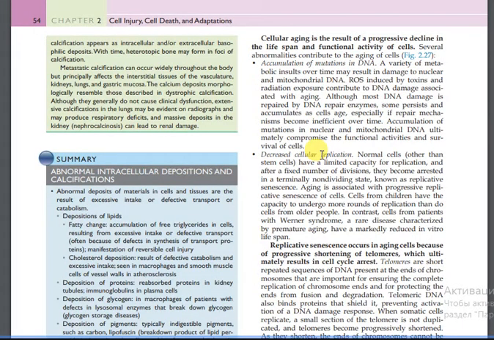So what is cellular aging? Actually, why does cellular aging happen? It's a progressive decline in the lifespan and functional activity of cells. So for example, it's accumulation of mutations in DNA. I said to you that every cell division is a danger of DNA damage. A variety of metabolic insults over time may result in damage to nuclear and mitochondrial DNA. Reactive oxygen species also can damage DNA.